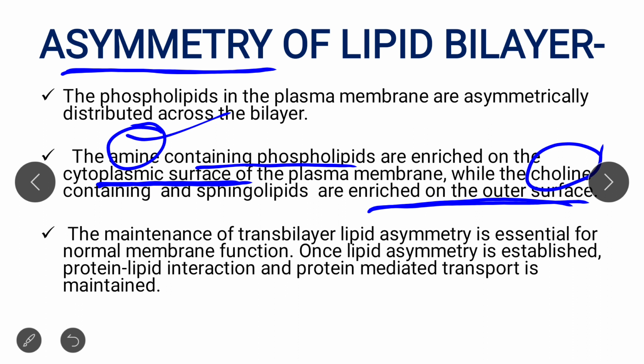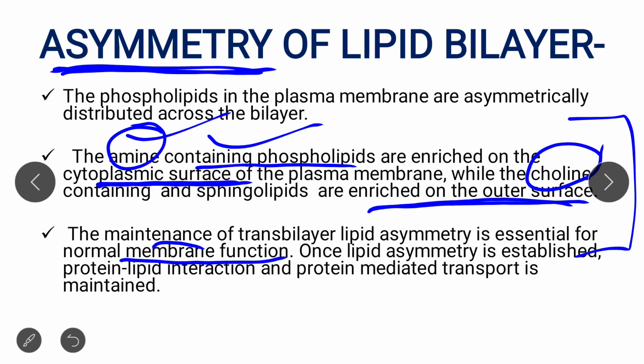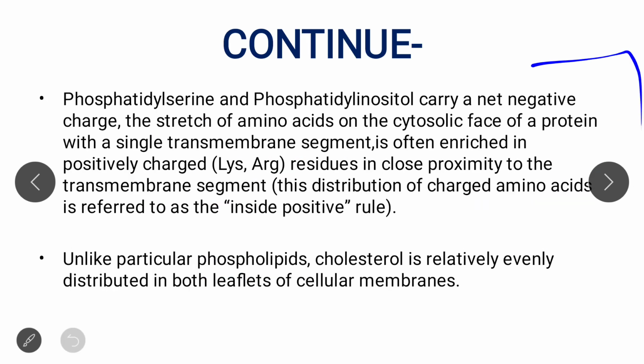Because of this, the amine-containing phospholipids are present on the cytosol, while the choline-containing ones are present on the outer surface. Because of this, the lipid bilayer is asymmetrical in nature, and this asymmetry maintains the essential, normal functions of the plasma membrane. There is one reason why the amine-containing phospholipids are present on the cytosolic side.